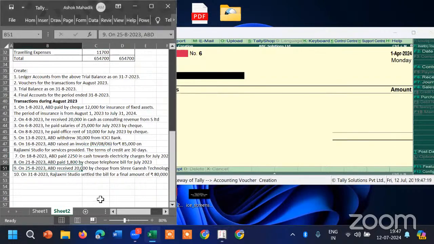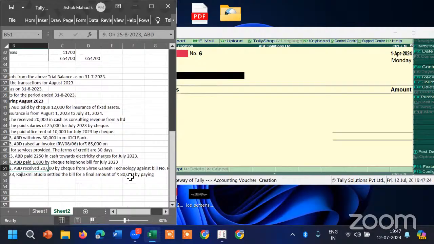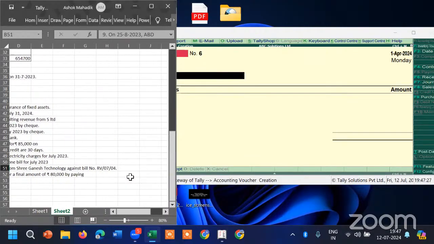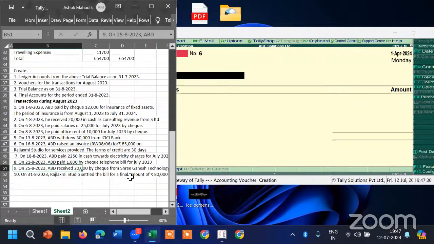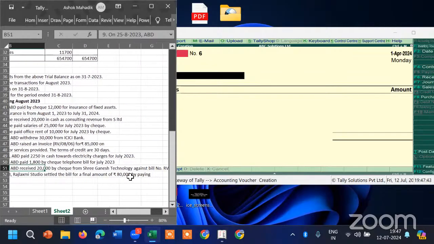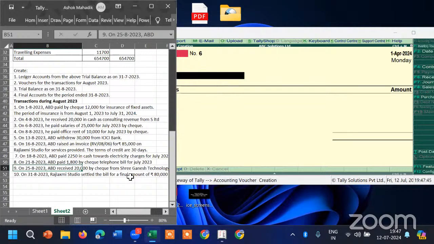Next, APD received 20,000 by check from Sri Ganesh Technology against bill number RV704. But this transaction was not given to us. So what we will do, we'll consider this as an invoice to be raised and then money received. Since they have not provided us with the information that the bill was already raised, we can consider this as cash received against professional fees. So that will be the best option.